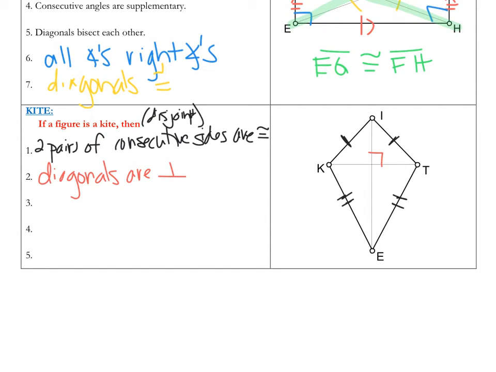Remember, if there's one right angle, then that means that all of these have to be right angles, because vertical angles are congruent and a linear pair equals 180, so all of these would have to be 90.